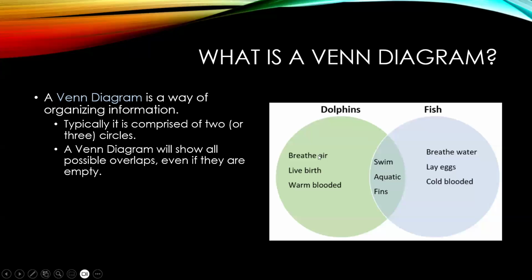In this case, we have dolphins and fish. Dolphins breathe air, have live birth, and are warm-blooded. They also swim, are aquatic, and have fins. Fish breathe water, lay eggs, and are cold-blooded, but they do swim, are aquatic, and have fins. In this case, we can see what the two things have in common and what they do not have in common. That's the whole point of a Venn diagram.